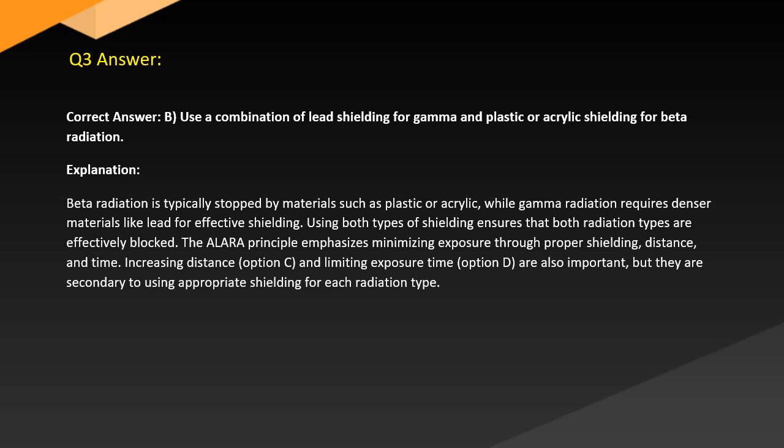Explanation. Beta radiation is typically stopped by materials such as plastic or acrylic, while gamma radiation requires denser materials like lead for effective shielding. Using both types of shielding ensures that both radiation types are effectively blocked. The ALARA principle emphasizes minimizing exposure through shielding, distance, and time. Increasing distance, option C, and limiting exposure time, option D, are also important, but they are secondary to using appropriate shielding for each radiation type.